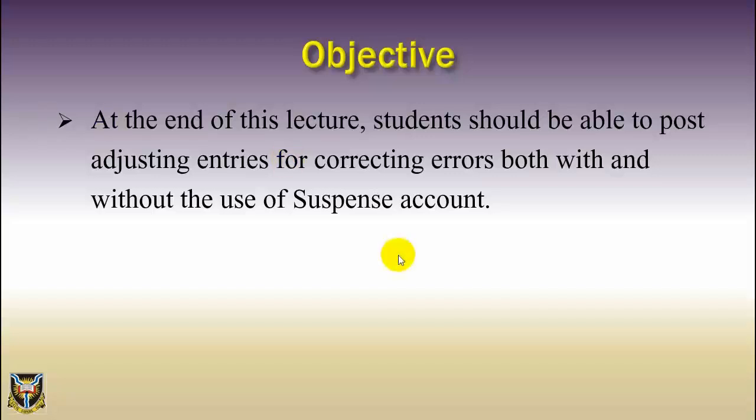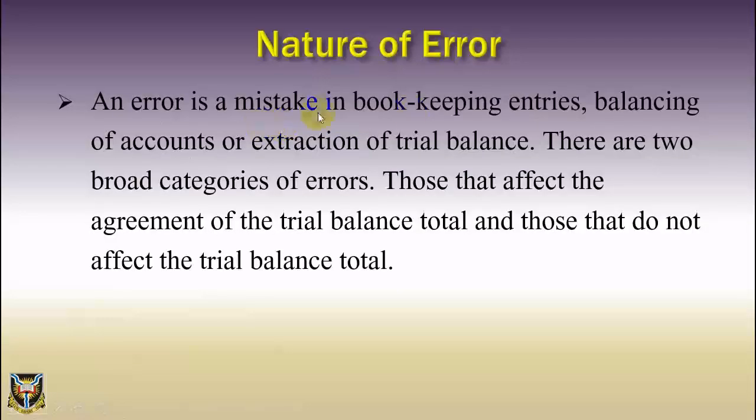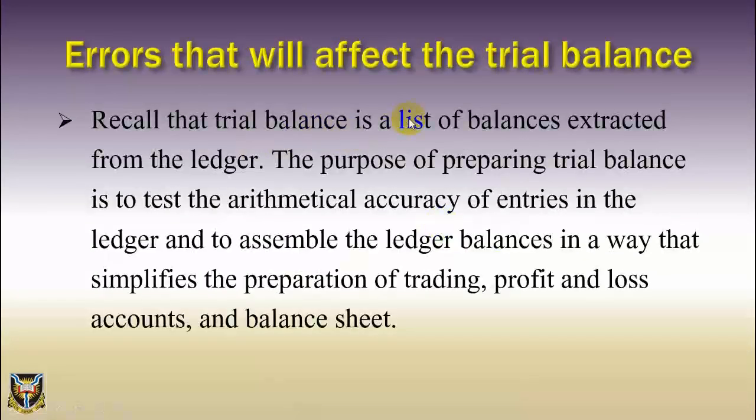Content. A. Nature of error. An error is a mistake in bookkeeping entries, balancing of accounts, or extraction of trial balance. There are two broad categories of errors: those that affect the agreement of the trial balance total and those that do not affect the trial balance total. B. Errors that will affect the trial balance.